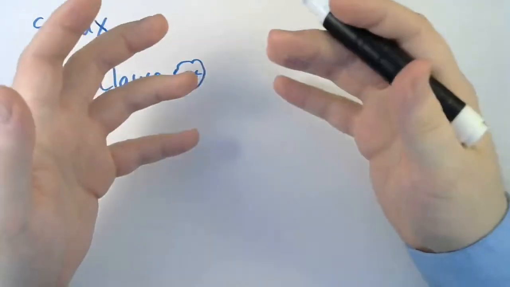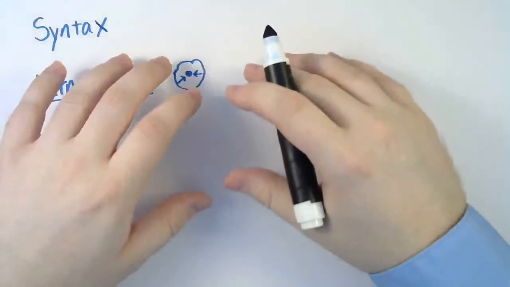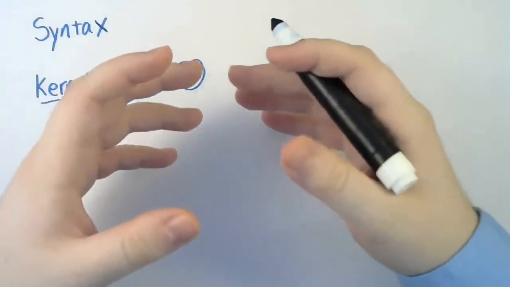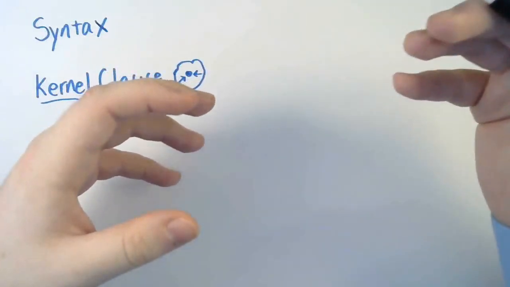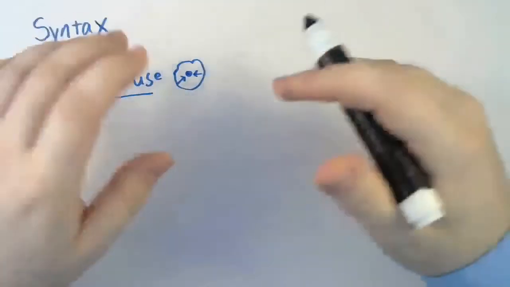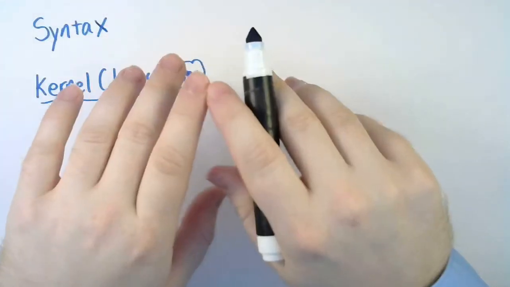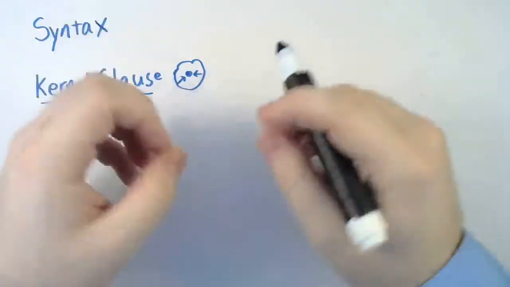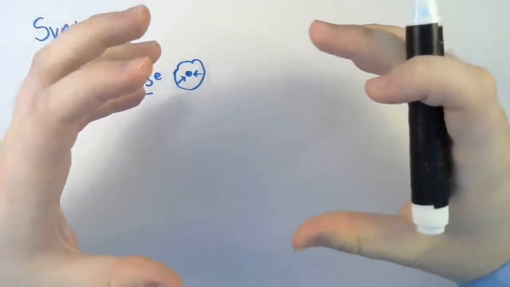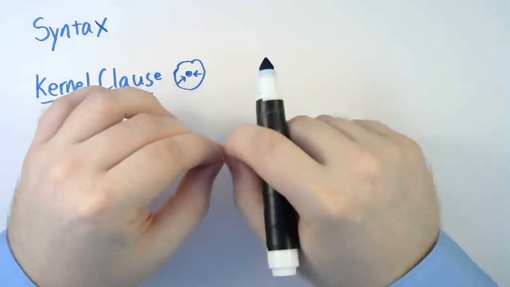Well, who's John? Well, he's the captain of the football team. Well, what did he throw? Well, he threw a ball. Well, where did he throw the ball? Well, he threw the ball to George, and George was the wide receiver. But the kernel clause is the main subject and the main verb, and everything else in that sentence modifies the kernel clause somehow.